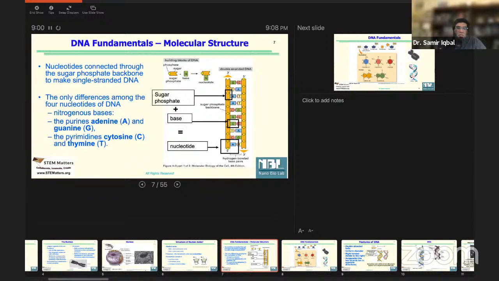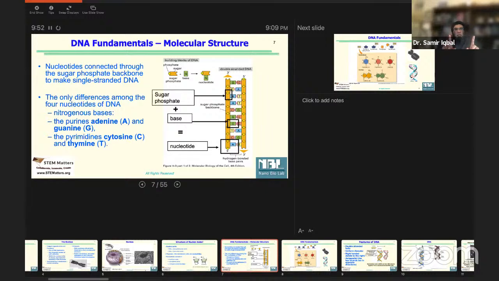A will always make a connection with T, and G will always make a connection with C. So they are complementary to each other. So there's sugar, phosphate, and base. When they come together, we call them one nucleotide. Whatever the base is, A, C, G, or T, it would always carry with it sugar and phosphate. Now these bases bind with each other through hydrogen bonding, but the sugar and phosphate would be binding with each other in the longer way along the length.